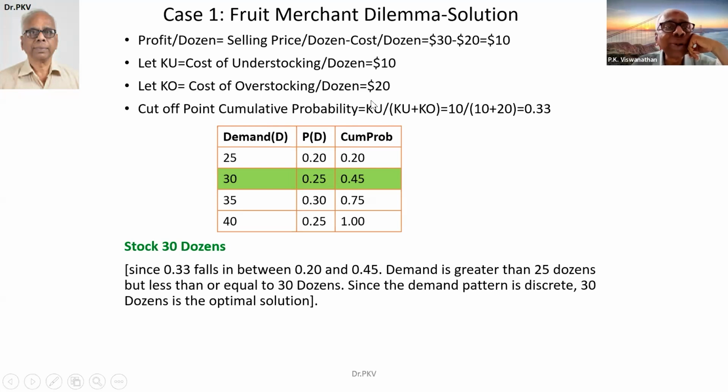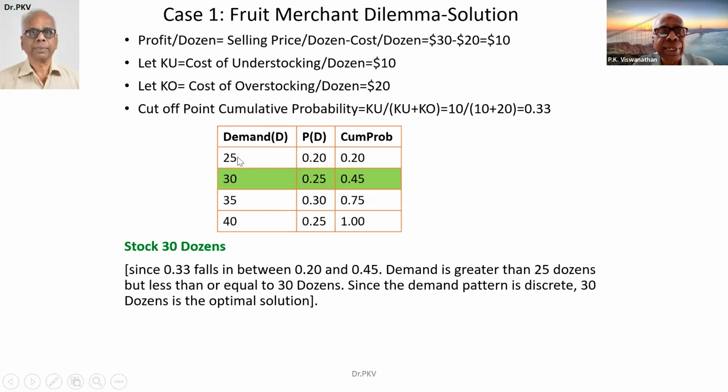So what I do is I work out what is called the cutoff point cumulative probability by a rule, KU divided by KU plus KO. KU is 10, KU plus KO is 10 plus 20, which is 30, so 10 by 30 is equal to 0.33. This is the cumulative probability that I will have to find out from the table.